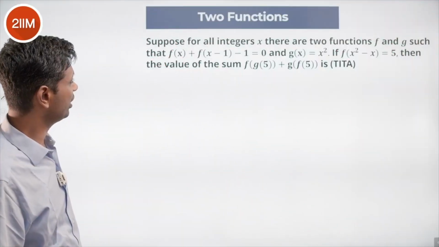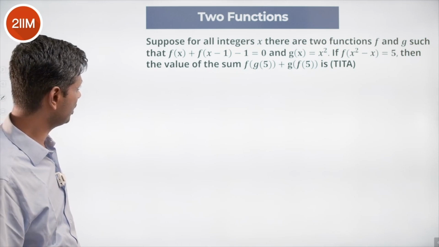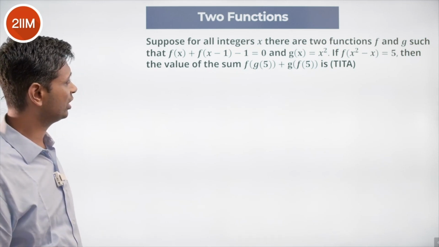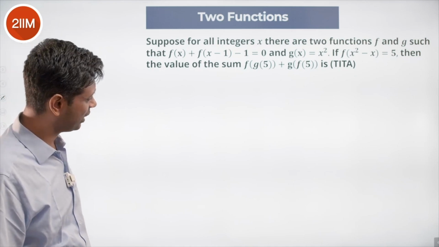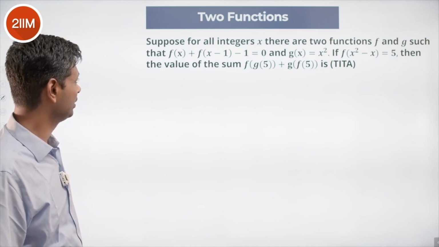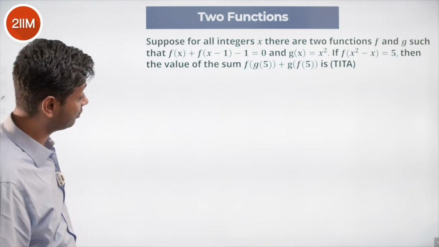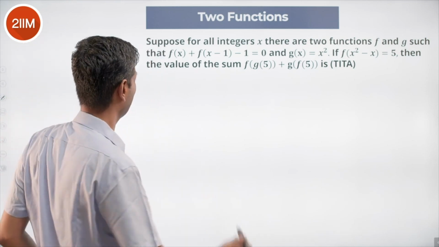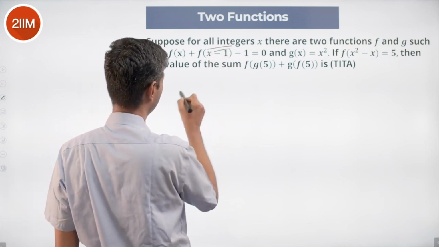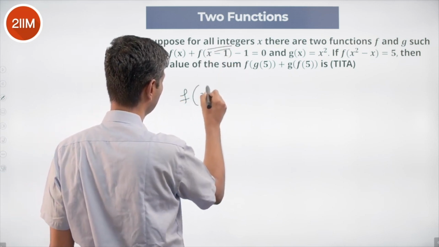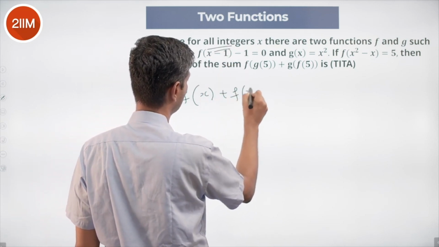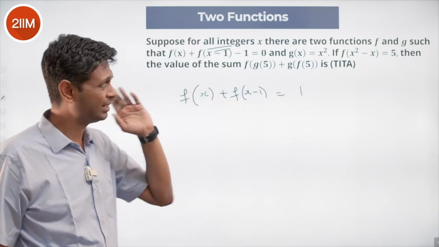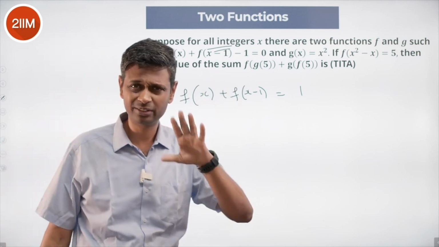Suppose for all integers x, there are two functions f and g such that f of x plus f of x minus 1 equal to 1, and g of x equal to x square. If f of x square minus x equal to 5, the value of f of g of 5 plus g of f of 5 is. Tough question. Let's simplify this. All integers x, so f of x plus f of x minus 1 equal to 1. That's what this is. G of x equal to x square, that is very easy.